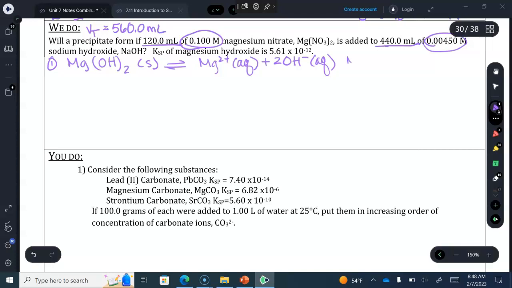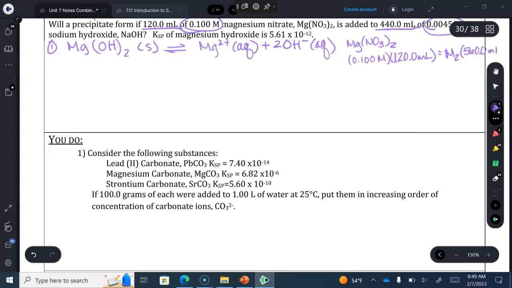Okay, so for the magnesium nitrate solution, we're going to take, it's a dilution equation, right? So M1V1 equals M2V2. Okay, so M1 is 0.100 molar times V1. And since they're both in milliliters, you can leave them in milliliters because they'll cancel out. M2 times V2 is 560 milliliters, that's up here in the top. So you're going to solve for M2. And you should get, somebody please check my work, 0.0214 molar for magnesium nitrate.